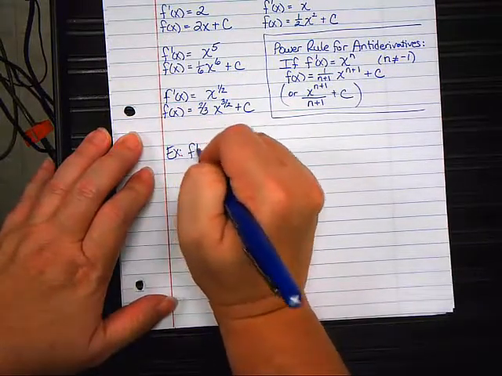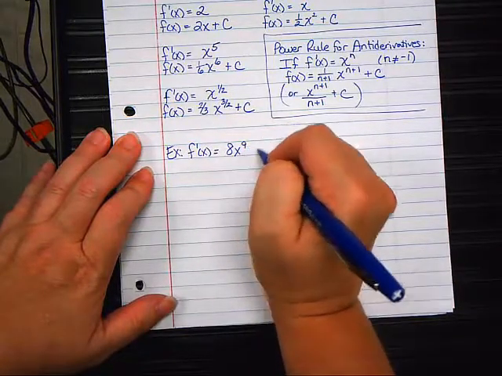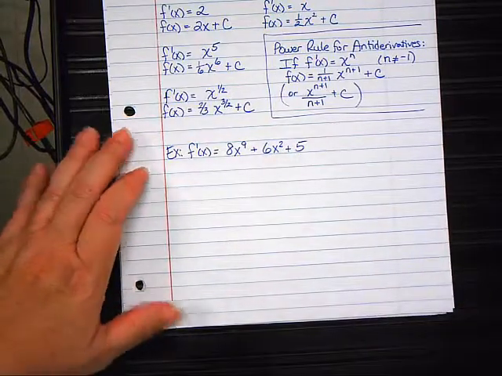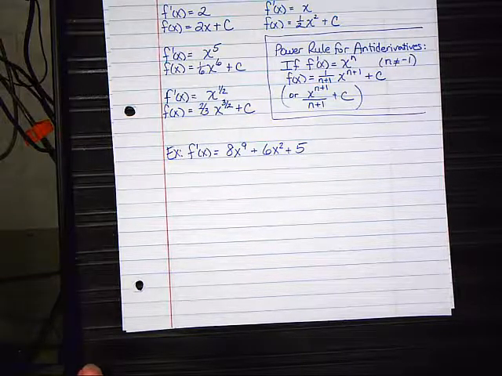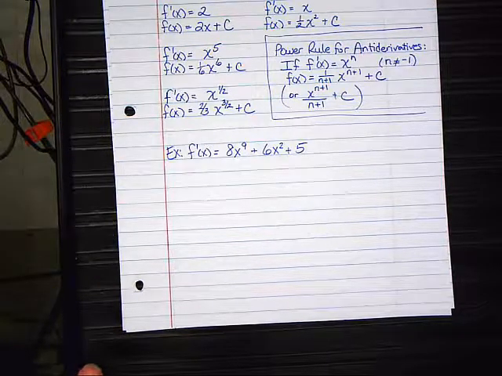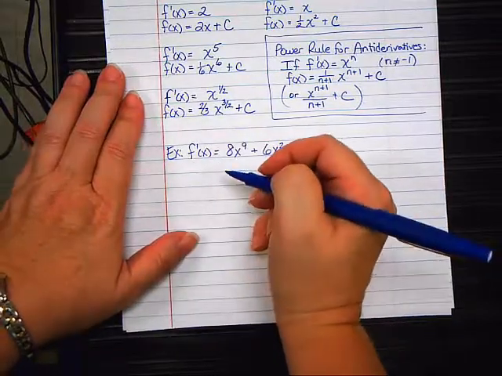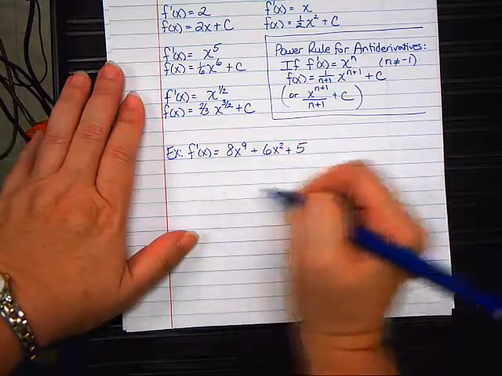F prime of x equals 8x to the 9th plus 6x squared plus 5. Make this one a little bit harder. Now, this is the first time we've had any that started out with coefficients in front of our x's. Okay? So here is the way I recommend that you do this. I'm going to do it the long way at first, and I'm going to guess at least half of you eventually are going to be able to skip this step and go straight to the answer.